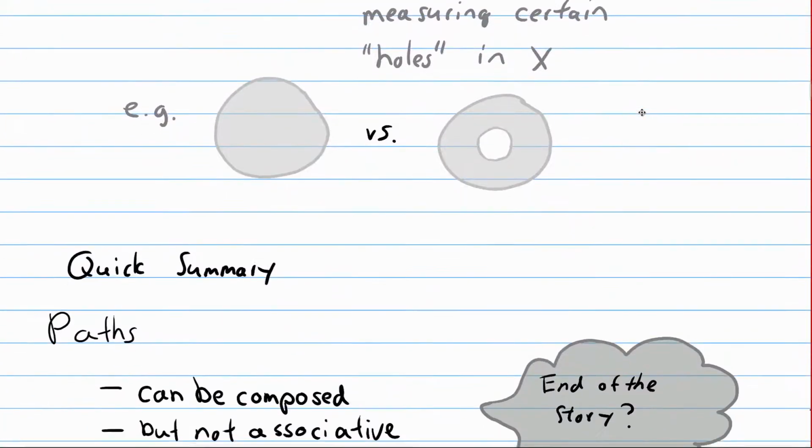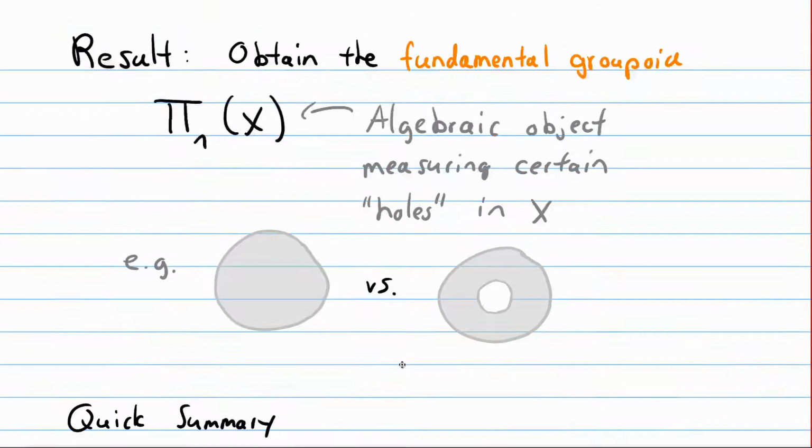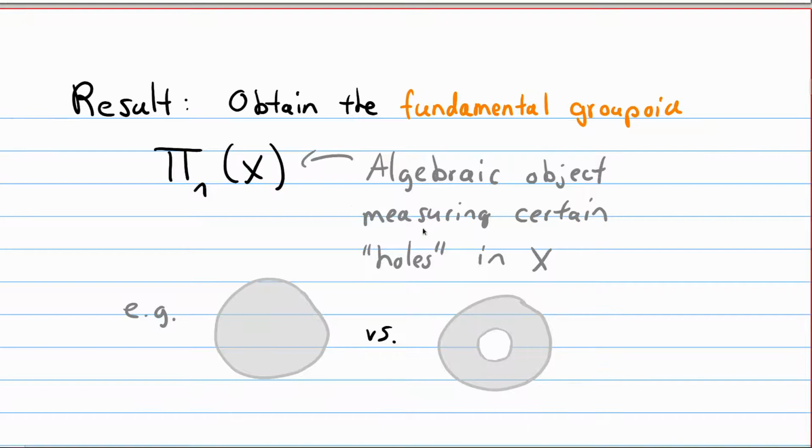So as a quick summary, we saw that paths can be composed, but this composition is generally not associative unless we introduce homotopy of paths. And we could say, okay, we are done here. This is the end of the story. Everyone is happy because we got this nice result of the fundamental groupoid.